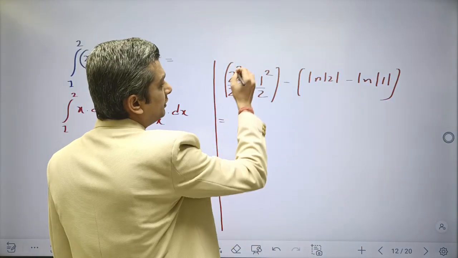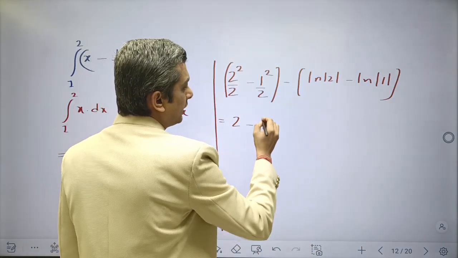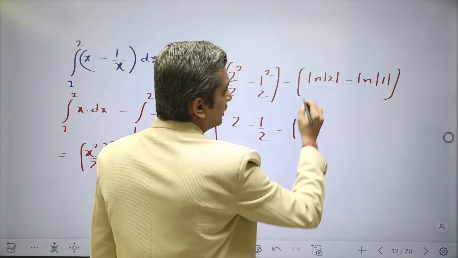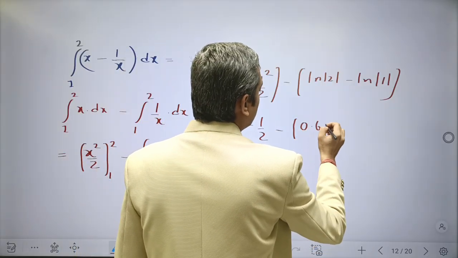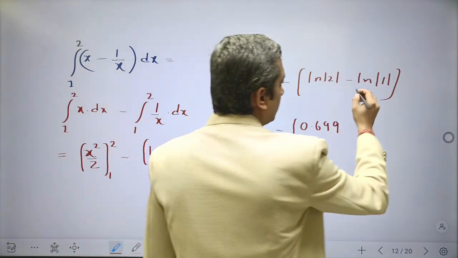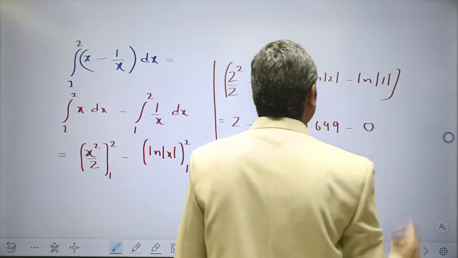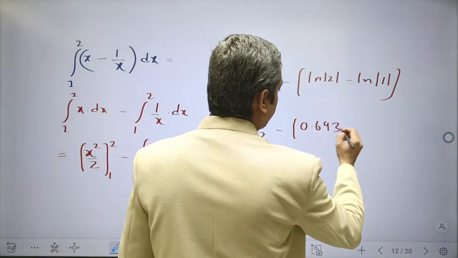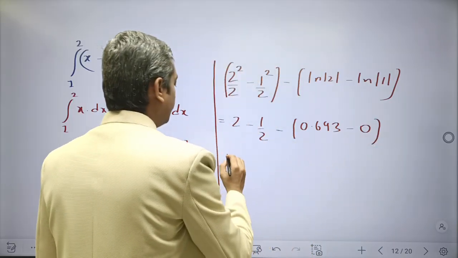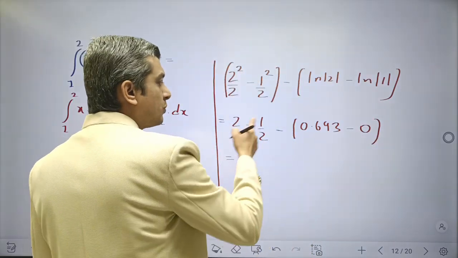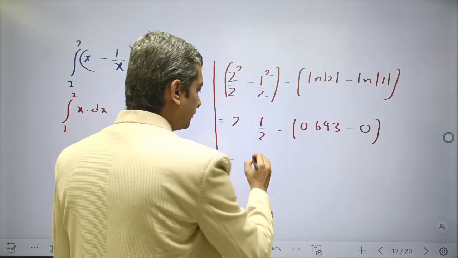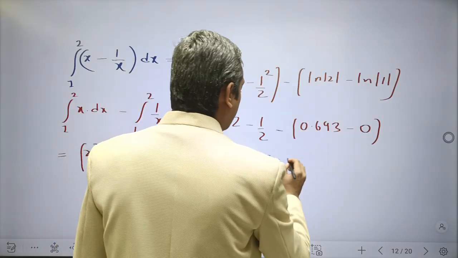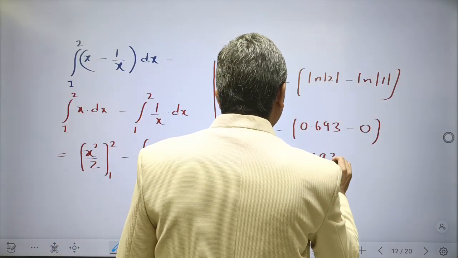So here this will be 2 square by 2 is 2 minus 1 by 2 minus log 2, log 2 is equal to 0.693, minus log 1 is 0, isn't it? 0.693 minus log 1 is 0. So this will be 2 minus 1 by 2 is 0.5, so this is 1.5 minus 0.693.